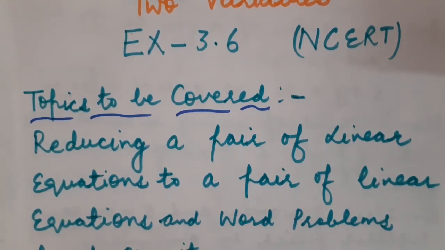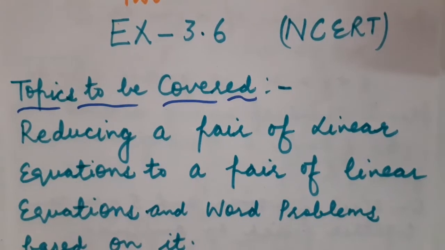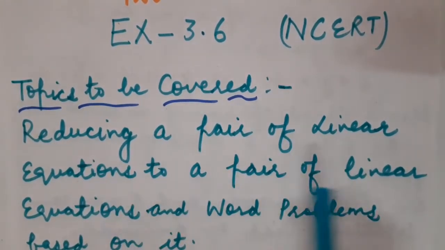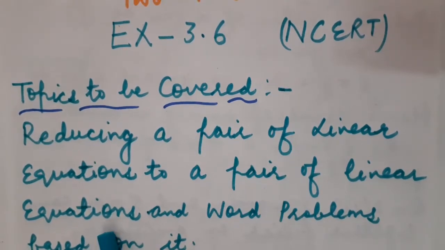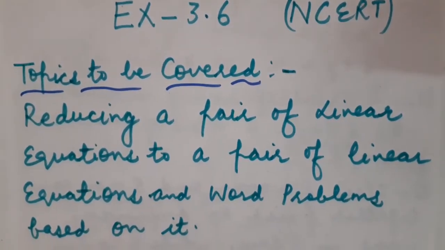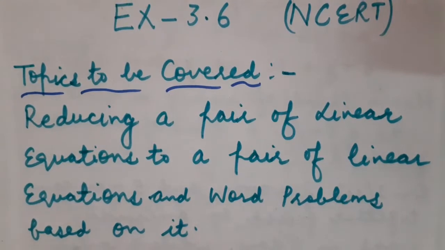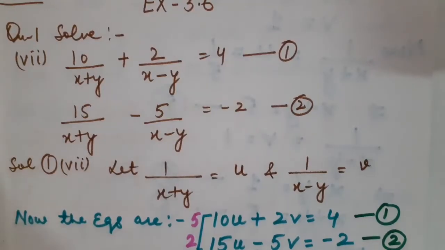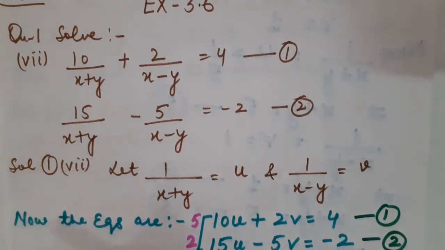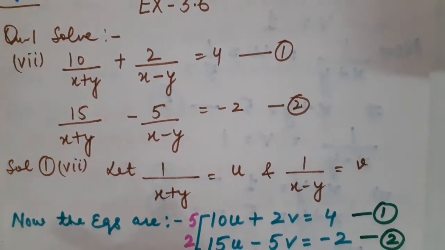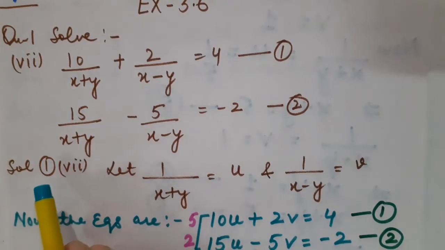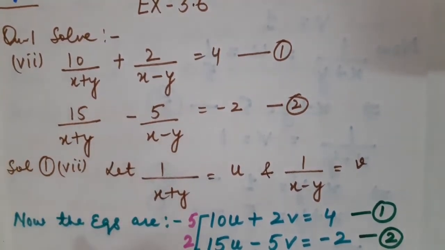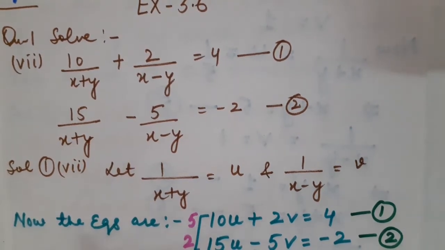Fine. Now, today's topic of this lecture is reducing a pair of linear equations to a pair of linear equations, that I am going to continue with. Along with it, children, I am going to take the word problem based on the same concept. So children, in the previous video, I took 3 questions based on the same concept. Today I am going to take another question based on the same type, that is reducing a pair of linear equations to another pair of linear equations.